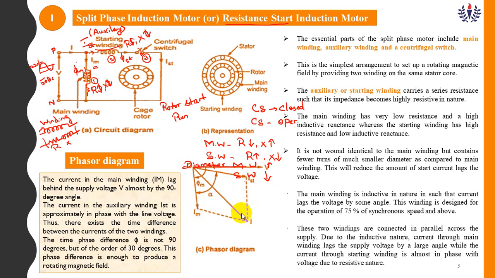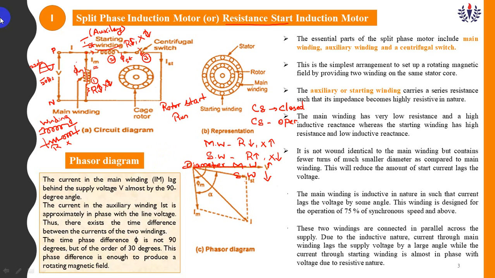The center point we have to mark as 30 degrees. The angle between Im and I is 30, and I to Ist should be 30. So in total you will get 60 degrees. Any doubts? Again I will explain.